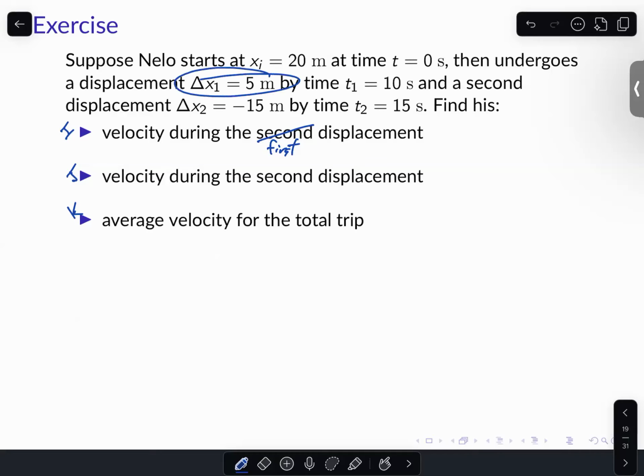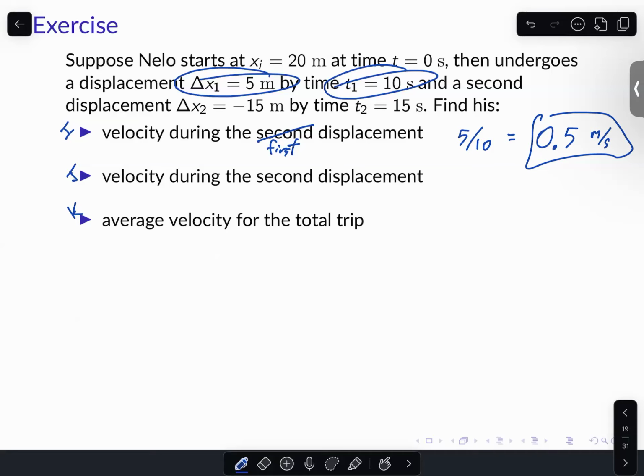The displacement is 5 meters. Okay, and displacement divided by what? Divided by the time it takes to effect that displacement. I tell you, from time 0 to time 10, how long is that? Well, mentally, 10 minus 0 is 10. The correct answer for part A is 0.5 meters per second. Most people got that. I'd like that to be everybody.